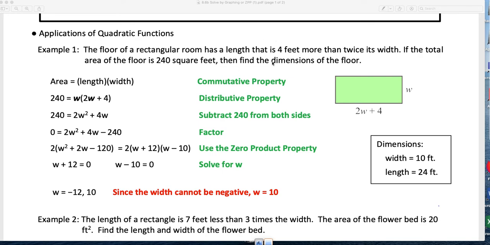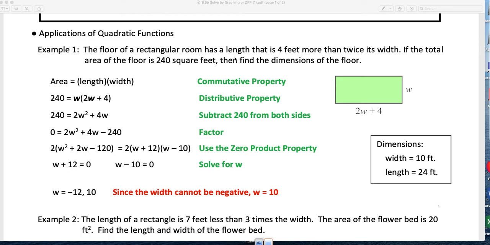Okay, let's break down the words. First of all, dimensions is a fancy word that means length times width, or length and width. If this was a cube instead of a rectangle, we would have length, width, and height. So you can have 1 dimension, 2 dimensions, or 3 dimensions. Okay, area is length times width. So right now I know that the area of this floor is 240 square feet. So my units are going to be in square feet. And now let's go back and see where we came up with these numbers.